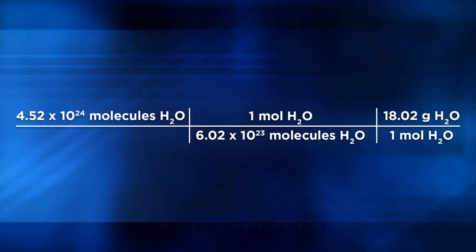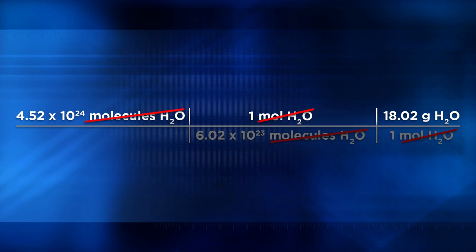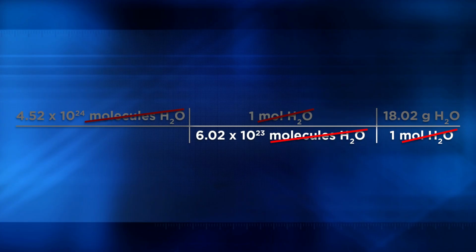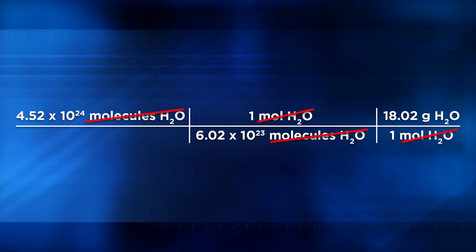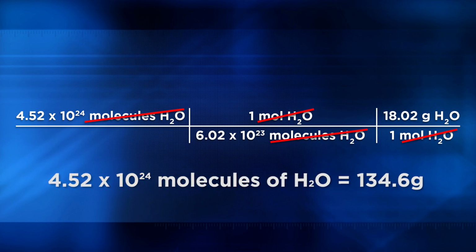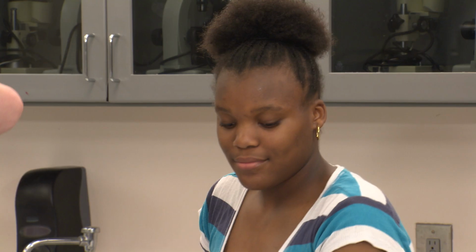So then we could put 18.02 grams of water in the numerator and put 1 mole in the denominator. So then we multiply everything in the numerator and do the same thing for the denominator. Okay, so we divide that by everything in the denominator, and we get 134.6. So 4.5 times 10 to the 24th molecules of water has a mass of 134.6 grams. Great, let's put on our goggles and get to work.